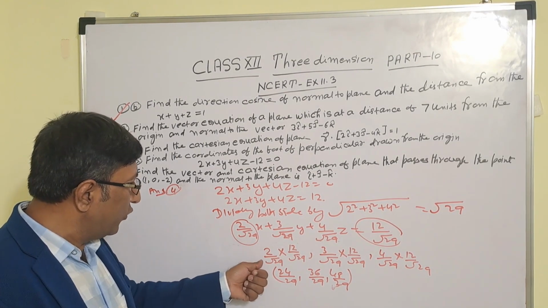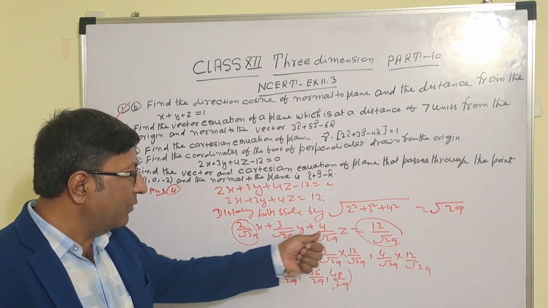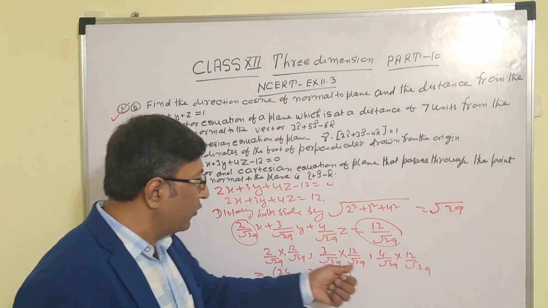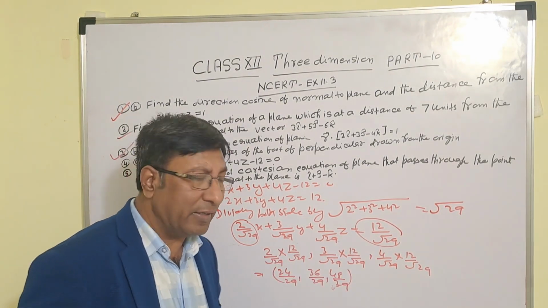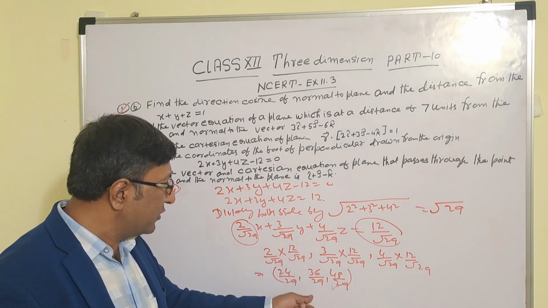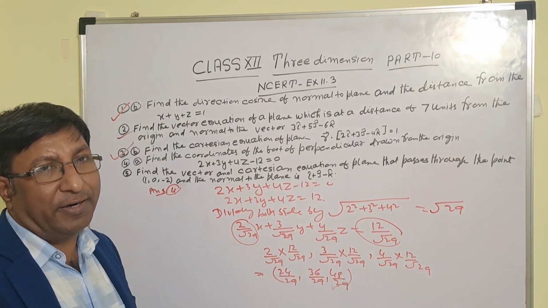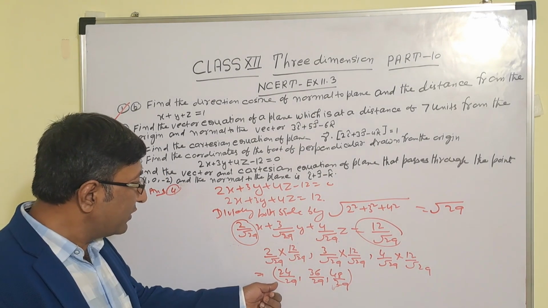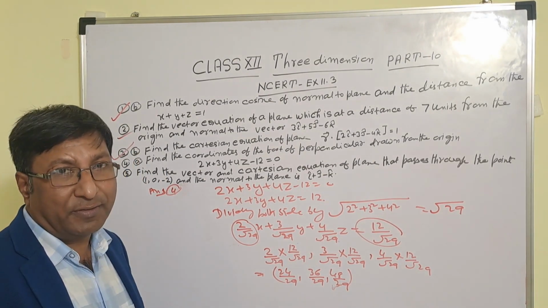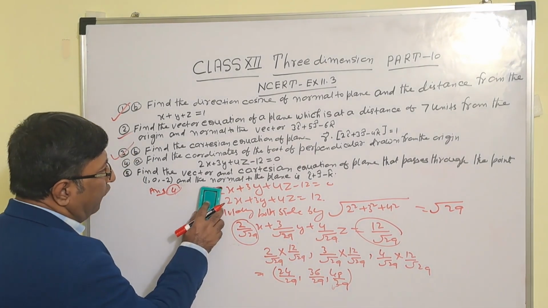Now this is LD. So this is 2 by root 29 into 12 by root 29, again 3 by root 29 multiplied by 12 by root 29, again 4 by root 29 into 12 by root 29. This will give you the final result: 24 by 29, 36 by 29 and 48 by 29. This is the coordinate of the foot of perpendicular drawn from the origin. Okay, understood? Very good.